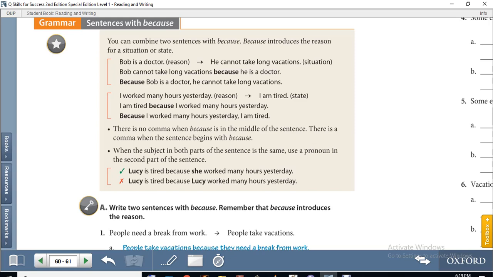When the subject in both parts of the sentence is the same, when we have the same subject in two sentences, use a pronoun in the second part of the sentence. So no need to repeat the names. If it's the same subject, we use a pronoun. Like, Lucy is tired because she worked many hours yesterday. It's incorrect to say Lucy is tired because Lucy worked many hours yesterday. No need to repeat the name. The noun, we use a pronoun instead of it, like she.